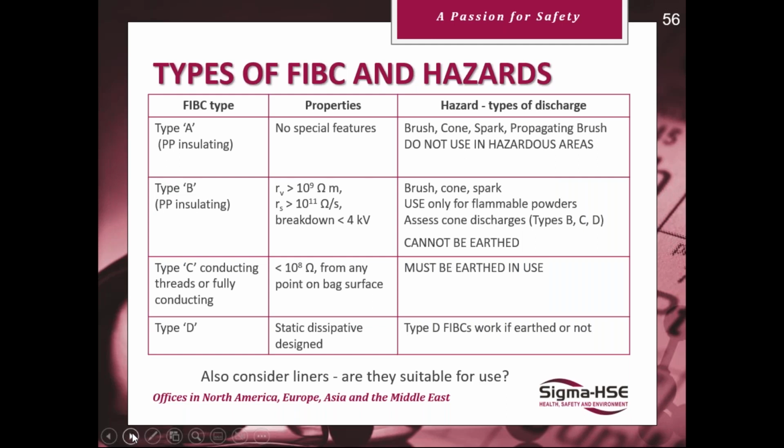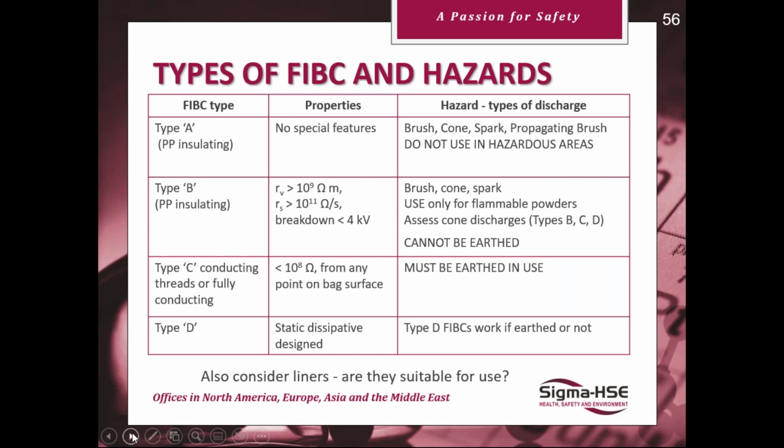Assess cone discharges; these occur with types B, C, and D, and type B cannot be earthed. For type C, with resistivity of less than 10 to the 8, it must be earthed in use. I've seen these bags in action without an earth on. This is a very dangerous way of working, and you get an isolated conductor. Make sure they're earthed, and again, check to see the earth works.